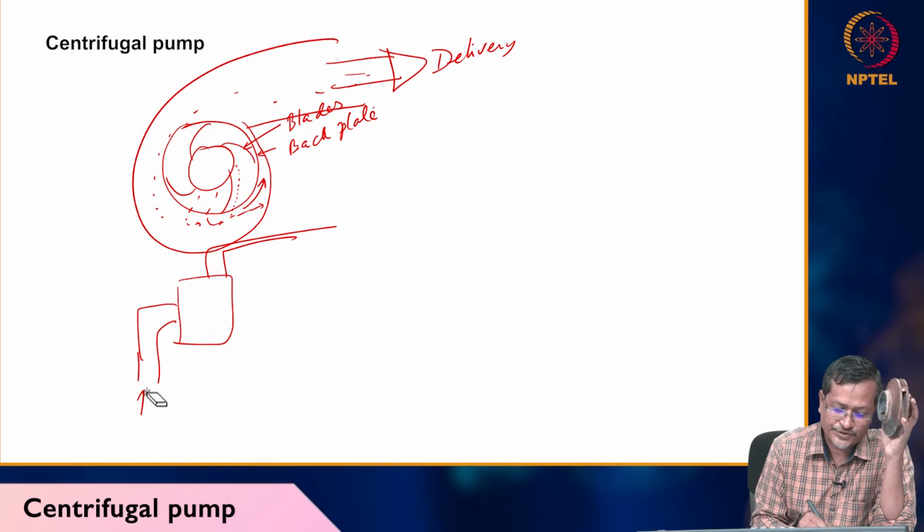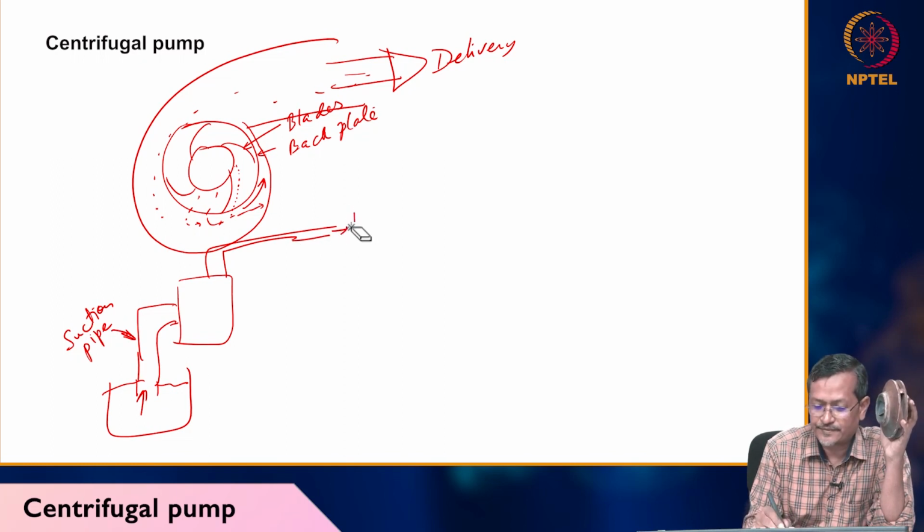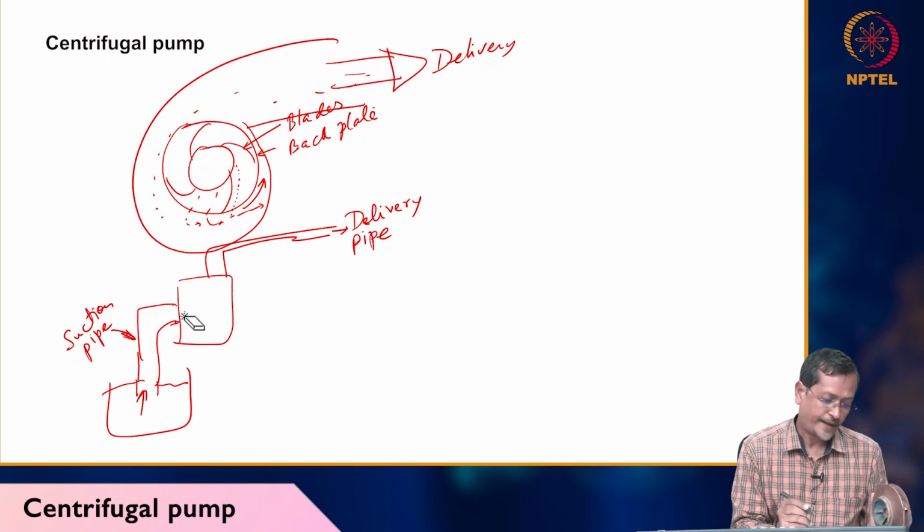Let's say I have one tank, a water tank. And my suction pipe, this is called the suction pipe. This is the delivery pipe. So fluid will be sucked and it will be delivered.